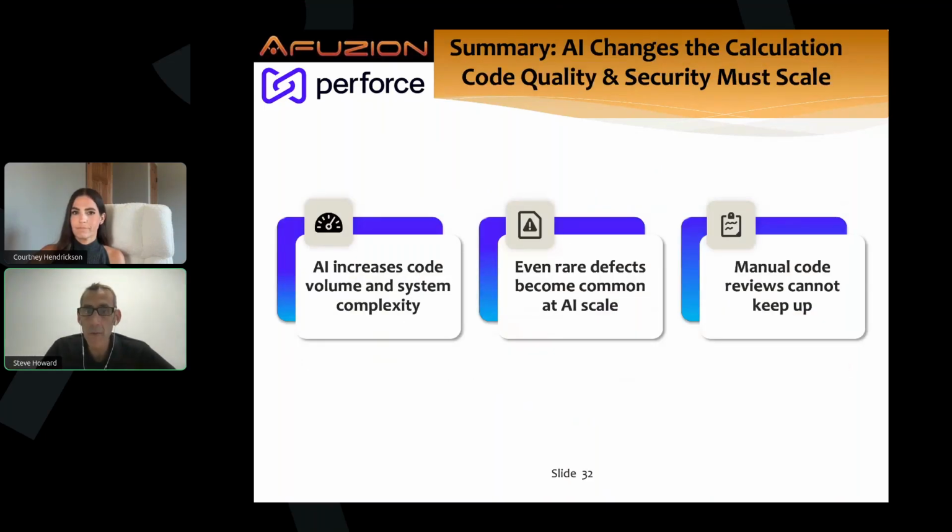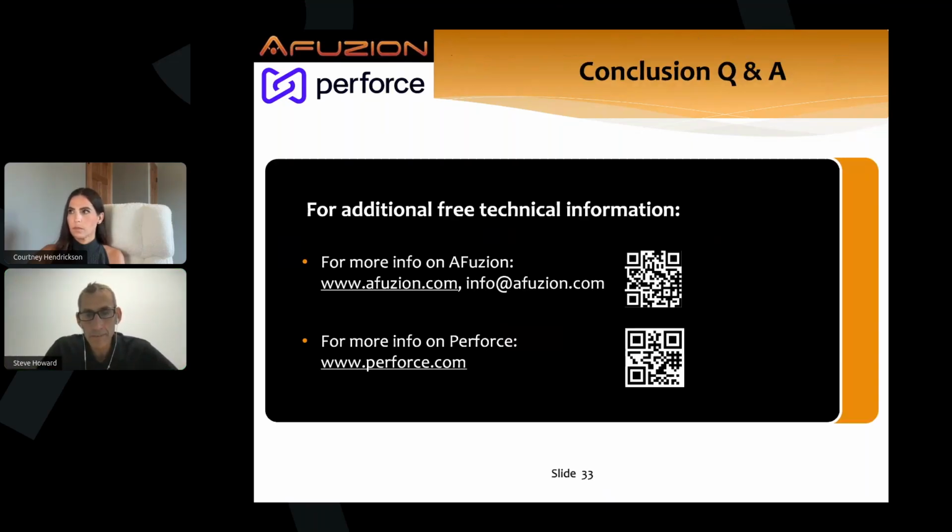And so really, in summary, AI is changing the calculation for us for code quality and security. And we must be able to make those processes around the development scale at the same speed. So AI increases our code volume, increases our complexity, and even our rare defects that we see. If we're finding even a few defects per 100,000 lines of code in AI generated code, it's still a problem when we're dealing with the scale that we're going to have AI writing code. And so our manual code reviews cannot keep up with that. And that's why we need to find alternative solutions.